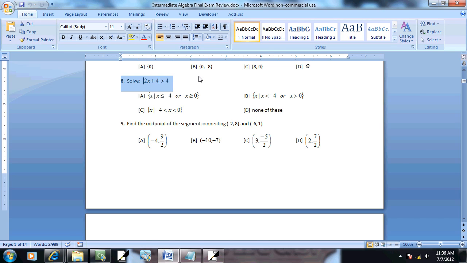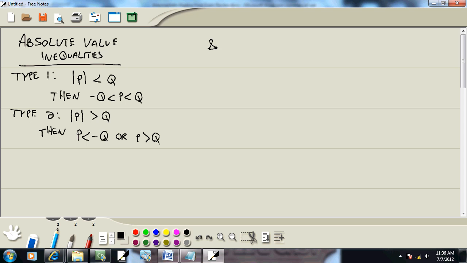So let's take a look at this problem. We got the absolute value of 2x plus 4 is greater than 4. Now, first thing we notice is the absolute value is by itself on the left side. There's no numbers in front of it, no numbers after it. The greater than symbol here tells us we're going to use type 2. We're going to plug in that formula.